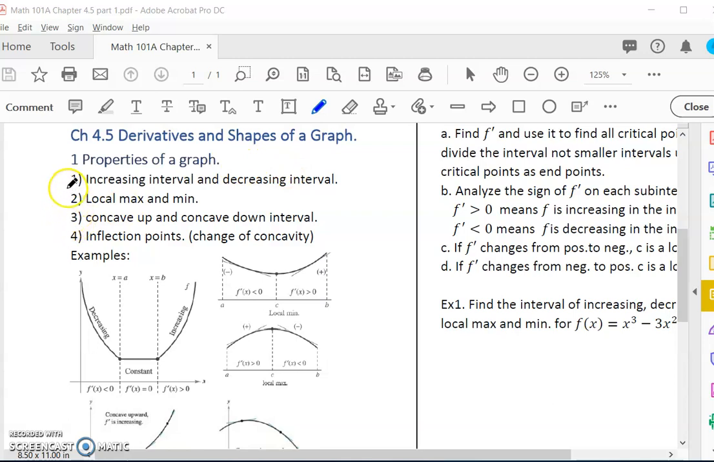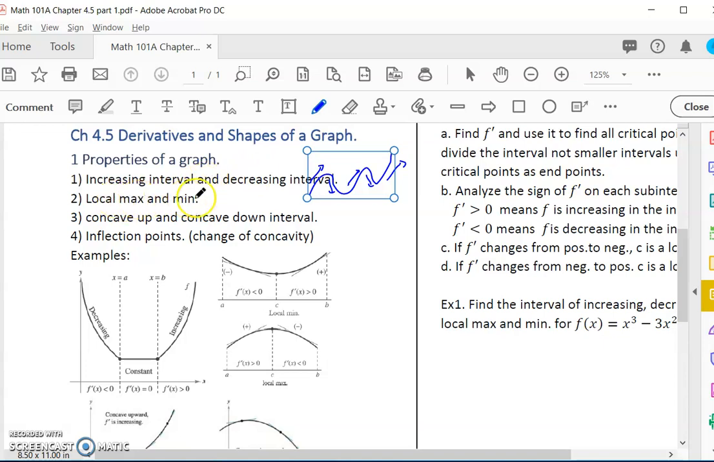So there are 4 features that we should know about a graph. Intervals of increasing, intervals of decreasing. That means, for example, I'm just going to randomly draw a graph. We want to know when it is going up. So this area, when it is in the upward direction, that's an increasing interval. We also want to know when it is going down. So this is the downside, right? Increasing, decreasing interval. When they say interval, it is the interval of x.